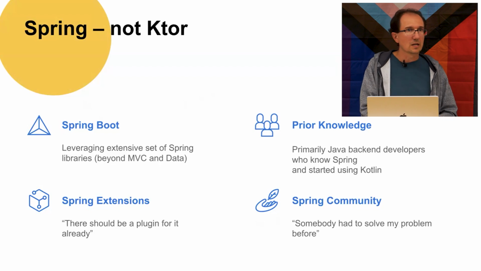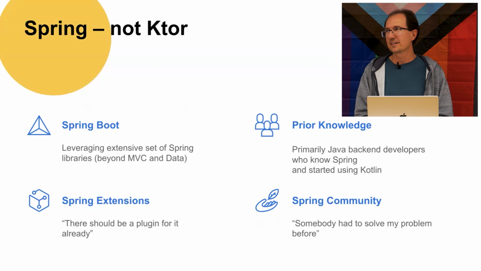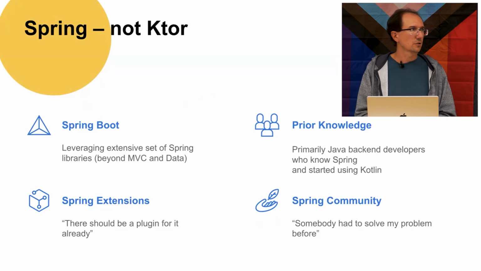So that's the first thing. The second one is that, at least when we've been hiring, we hire Kotlin developers, but typically we hire Java developers instead. So typically the new hire is a Java developer. We would like to leverage their experience, and they are typically Java backend developers who know Spring. So that was the second reason why we go for Spring.